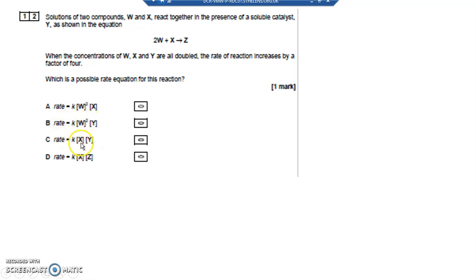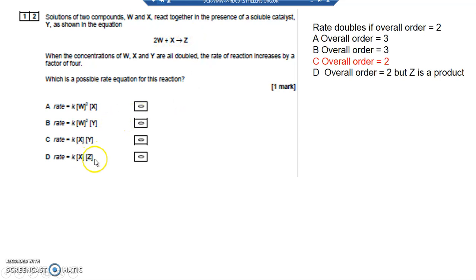Oh, this one looks good. C, if that doubles and that doubles, so times by 2, times by 2, 2 2s are 4. C would work for me. What's wrong with D? I've got Z, which is a product. So Z as a product wouldn't feature. It's reactants that feature in your rate equation.